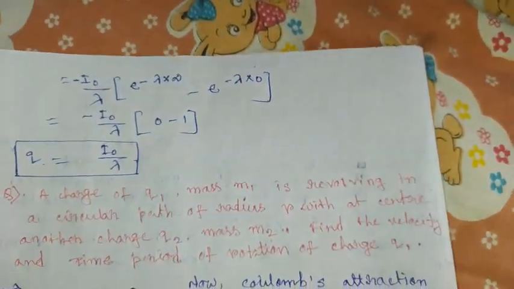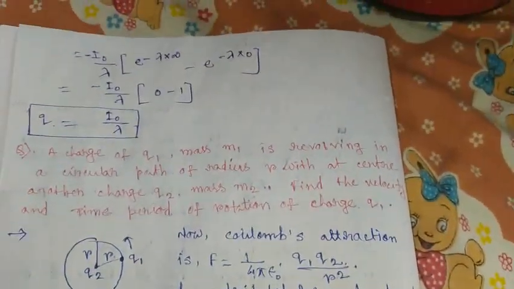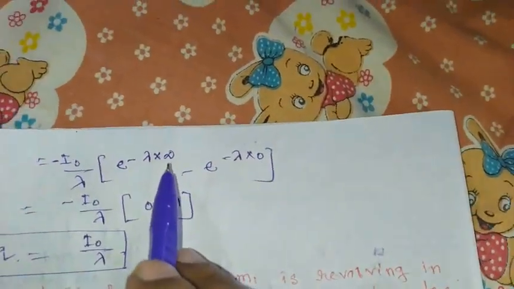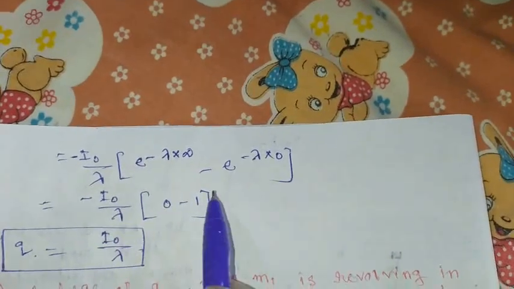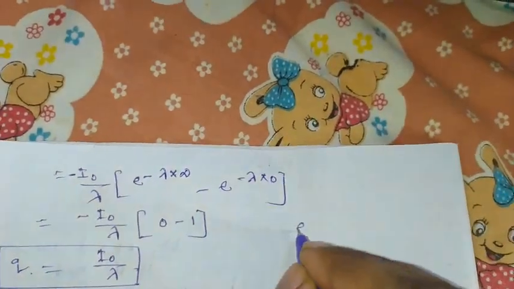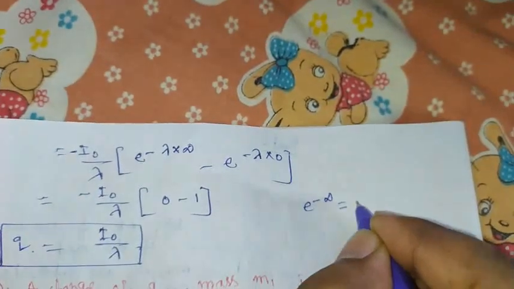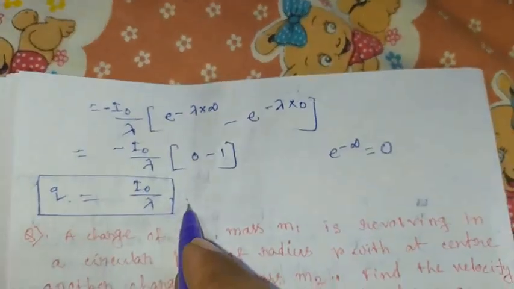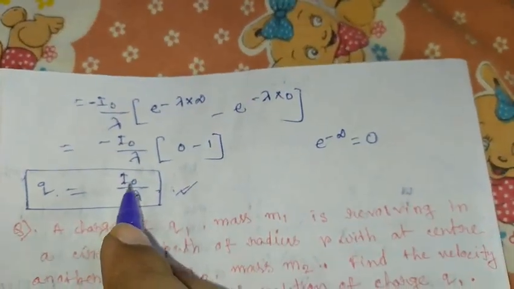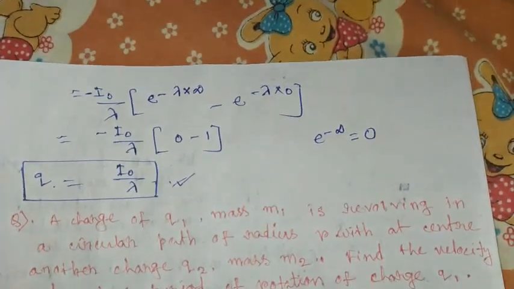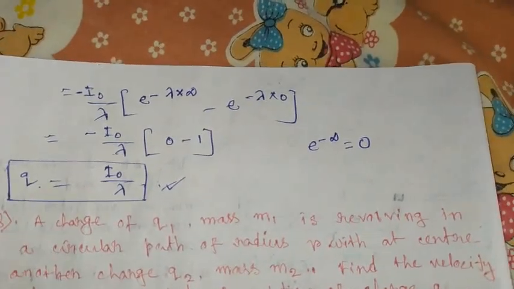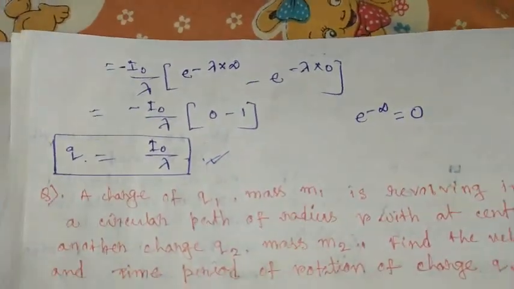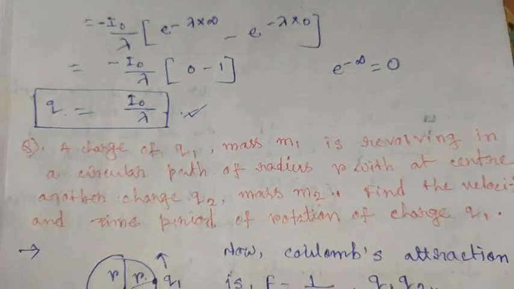Now, minus I naught by lambda, and you know upper limit minus lower limit, so minus I naught by lambda times minus 1, because e to the power minus infinity means 0. So the total charge Q is I naught by lambda. Okay, is it clear? I hope it is clear. Now moving towards the next question.